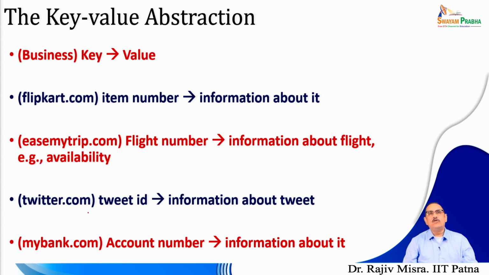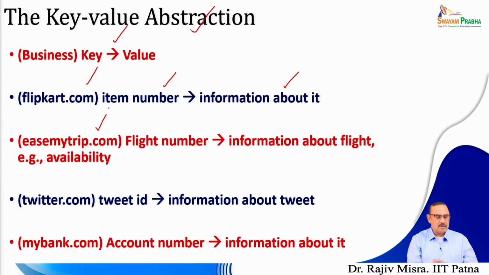Now, let us see what we mean by the key value abstraction. Key value abstraction, which is also called NoSQL databases, provides, and you know that the time series data or the IoT data can be classified as key value store. So, let us take in any business what we mean by key and what is the value. Let us say that if the business is flipkart.com, then in that case the item number will become the key and the information about that item is the value.